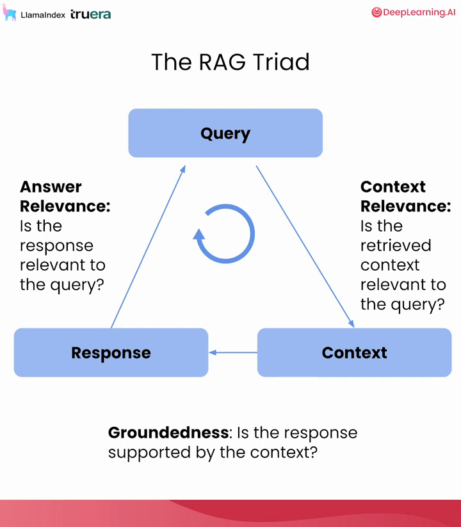Answer relevance is the response relevant to the query. Context relevance is the retrieved context relevant to the query. And groundedness is the response supported by the context. We'll walk through how to set this up yourself in the next few notebooks. The first thing we need to do is to create a set of questions on which to test our application. Here, we've pre-written the first 10, and we encourage you to add to the list.